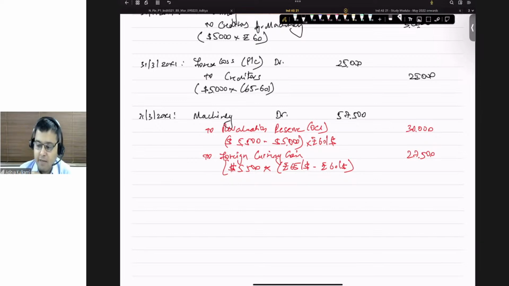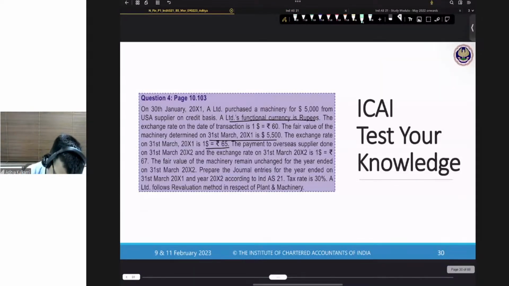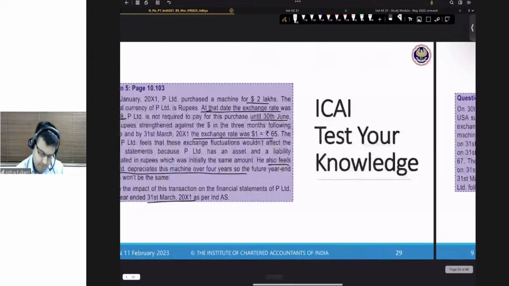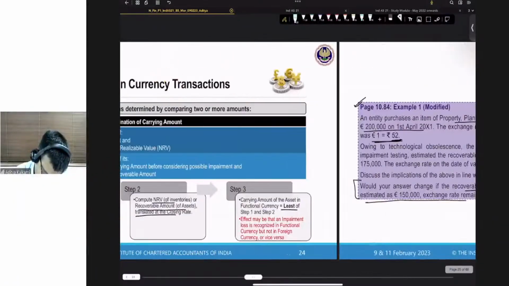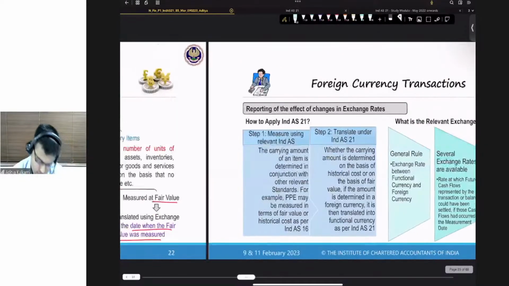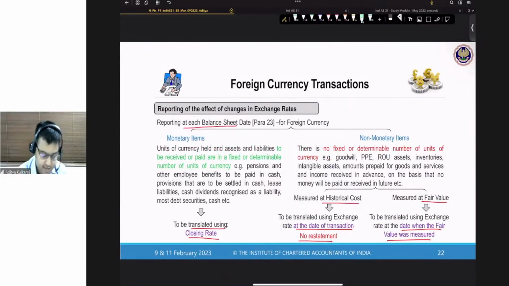We are basically splitting the gain into two parts. The first part is the revaluation reserve, where the movement goes to reval reserve. The second one is we are taking the closing rate. But if you look at the standard, what it is telling, look at the translation details.